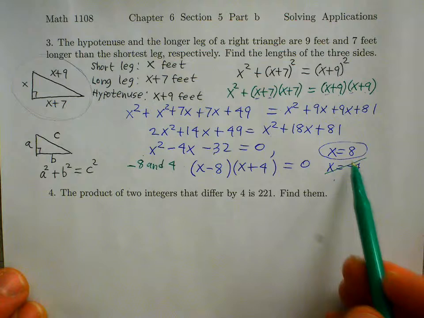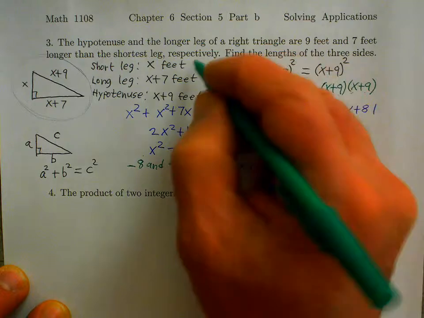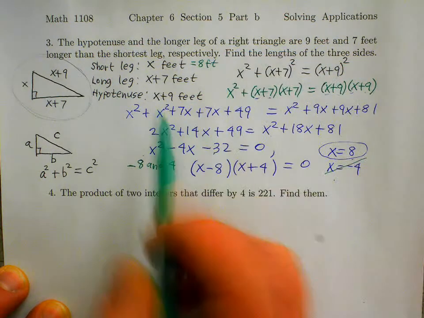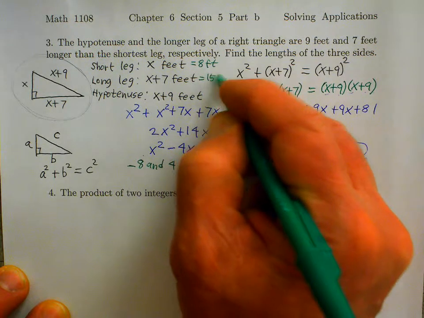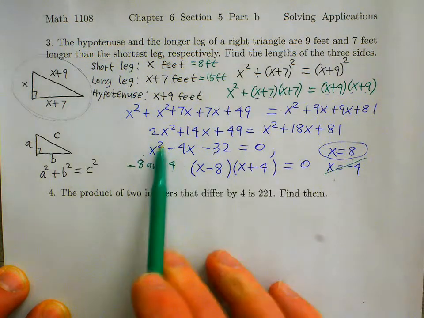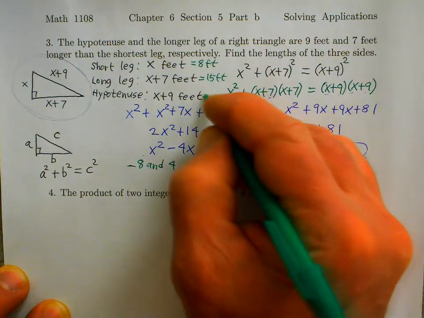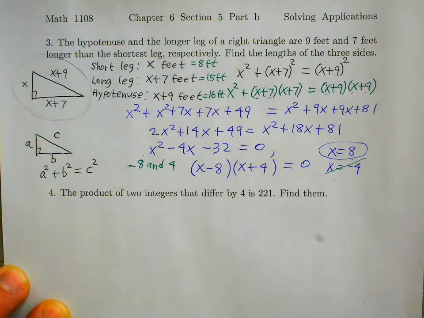Okay, so the short leg is 8 feet. So we can say the short leg is 8 feet. The long leg is 8 plus 7, or 15 feet. And the hypotenuse is 8 plus 9, which is 17 feet.